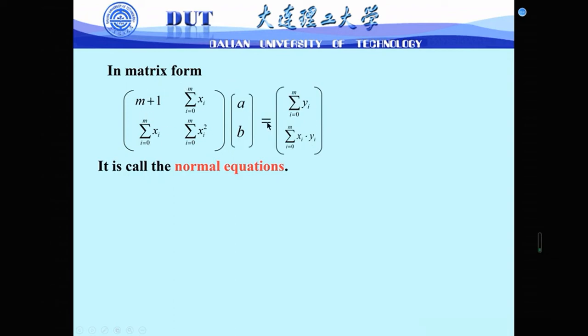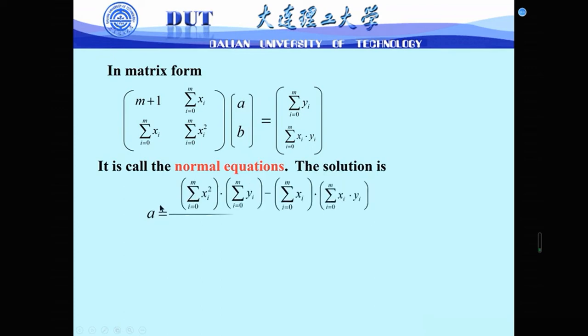Also, we call this linear system the normal equations. Normal equations means that by the least square method, we just need to solve the normal equations, then we can obtain the coefficients A and B, and then we can obtain the least square solution. Here, you don't need to remember this bigger equation or formula. Actually, it is just to solve the linear system, because we know it is a ratio, right? The denominator is the determinant of this matrix. Now you see the 2x2 matrix, its determinant is m plus 1, this element multiplied by this element.